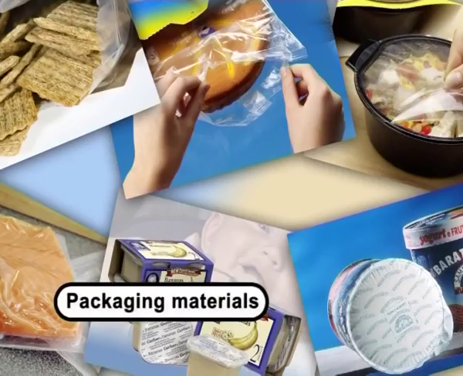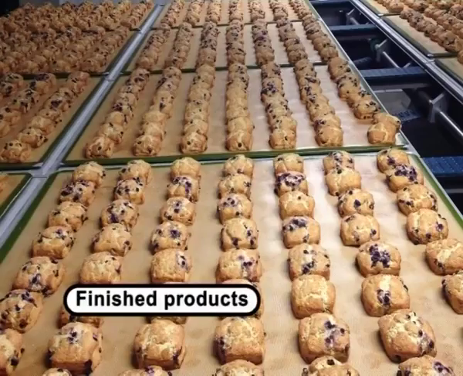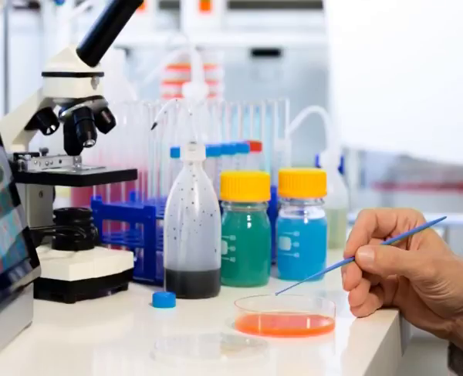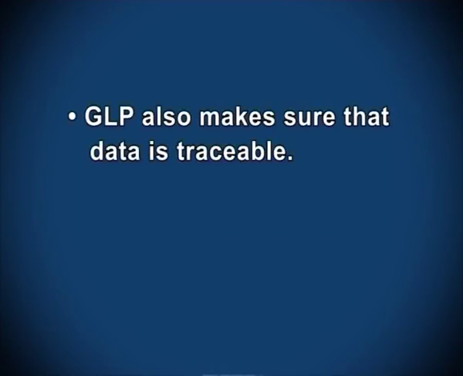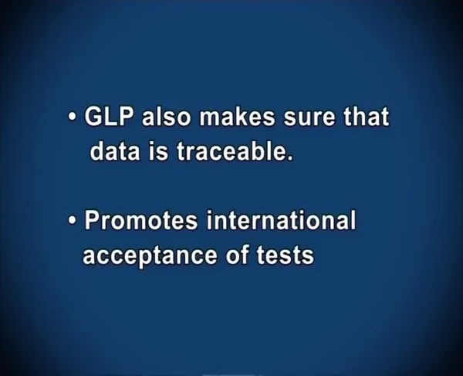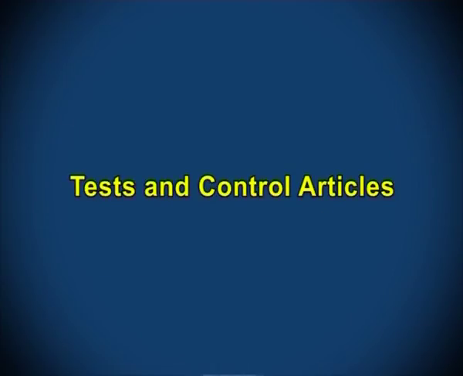The raw materials, packaging materials, intermediates and finished products are ultimately released based on the analytical results generated in the quality control laboratory. Accuracy, precision and reliability of these results are of paramount importance. GLP makes sure that the data submitted are a true reflection of the results that are obtained during the study. GLP also makes sure that data is traceable, and promotes international acceptance of tests, test and control articles.